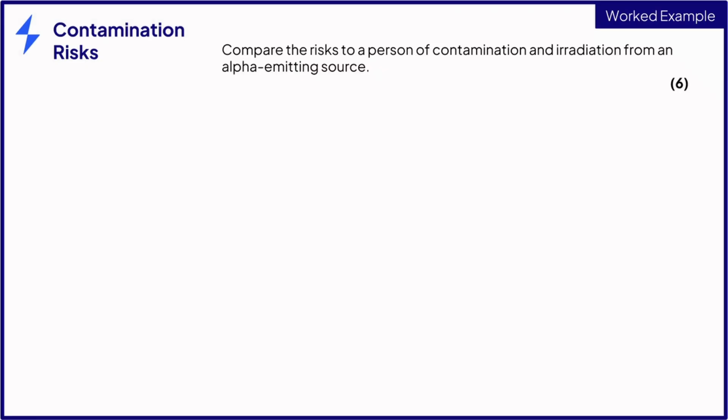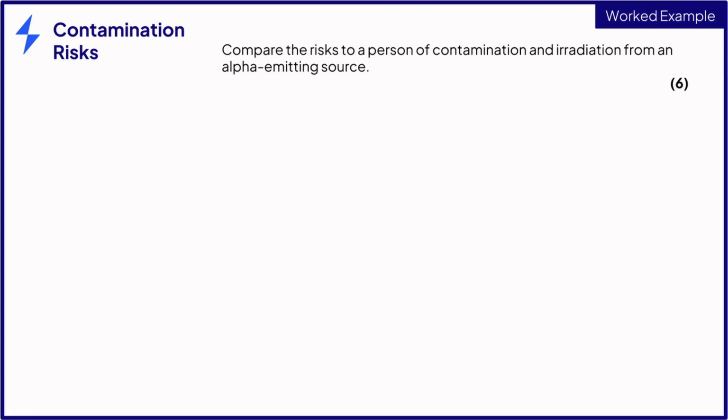For our worked example, we're going to tackle a 6-mark question. A lot of students find these intimidating, so we'll talk through how they are marked. The question asks us to compare the risks to a person of contamination and irradiation from an alpha-emitting source. The examiners use a list of statements, often called indicative content, to mark a 6-mark response. This is basically them saying, if your answer includes this content, it indicates you know what you're talking about. It does not mean that if you write 6 of these statements down, you will gain 6 marks.